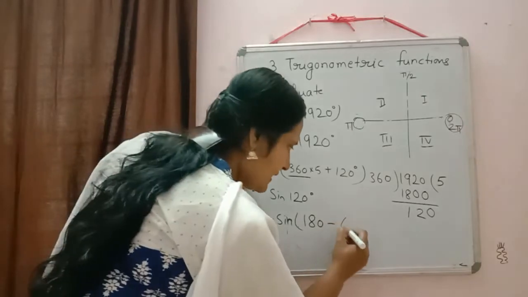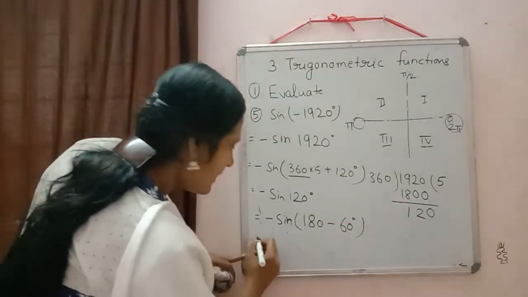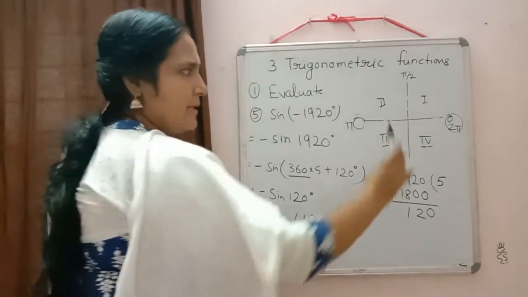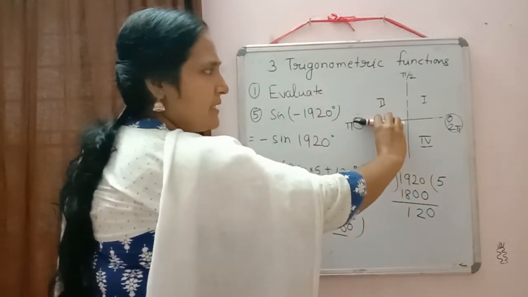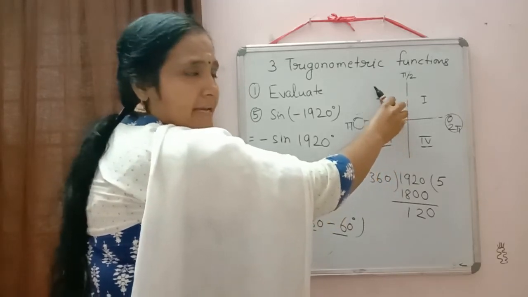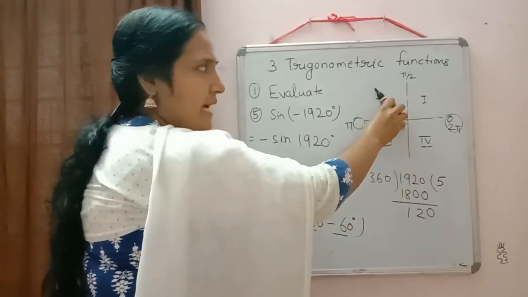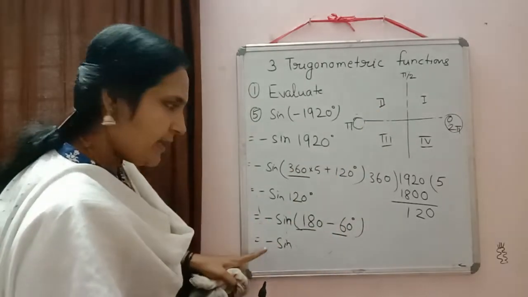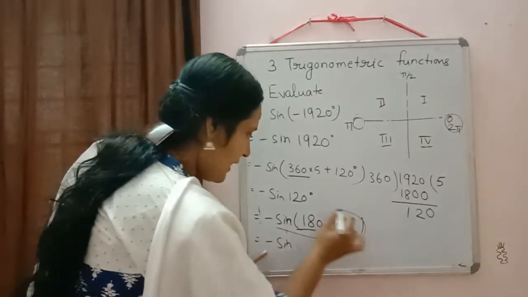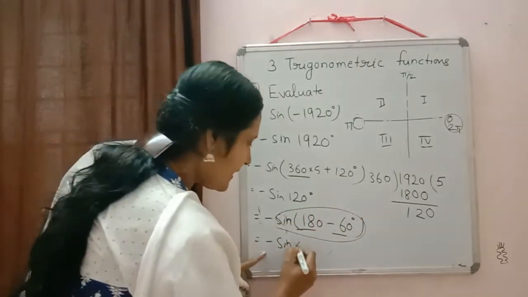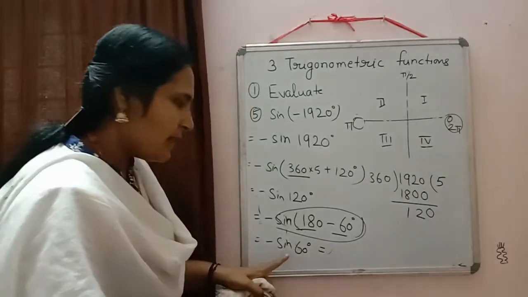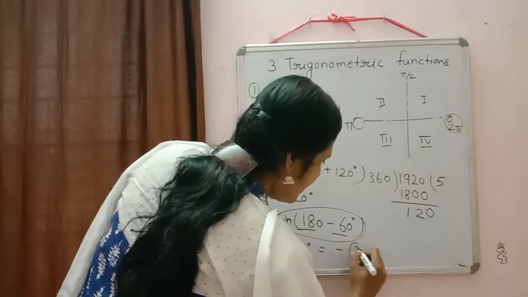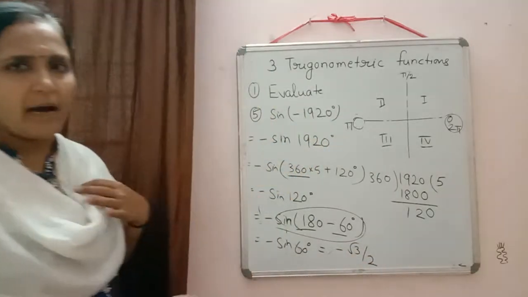180 minus 60. Okay. Then minus sine of 180 minus theta. 180 means we are here. Now minus means in which quadrant are we going? Second quadrant. And in the second quadrant sine is positive. So minus sine 60 degree will not come. Already one negative sign we have, and this value will be positive. So we will get there sine 60 degree, and the value of sine 60 degree is root 3 by 2. So our answer will be equal to minus root 3 by 2.